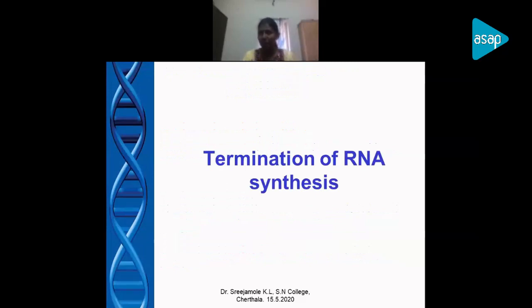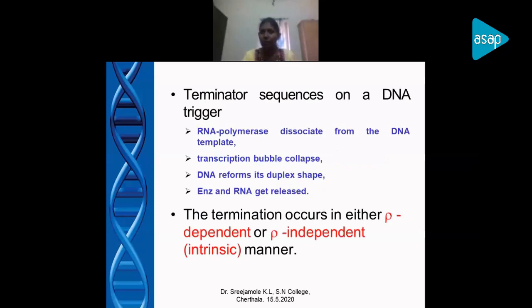Then coming to the final stage of transcription, the termination of RNA synthesis. We know that where the RNA transcription is completed, there are particular termination sequences in the gene. When the complex consisting of RNA polymerase and the RNA arrives at this terminator sequence, it signals the system that here the transcription must end. The RNA polymerase stops its transcription and dissociates from the template. The transcription bubble collapses, the DNA reforms its duplex state, and the newly formed RNA is released.